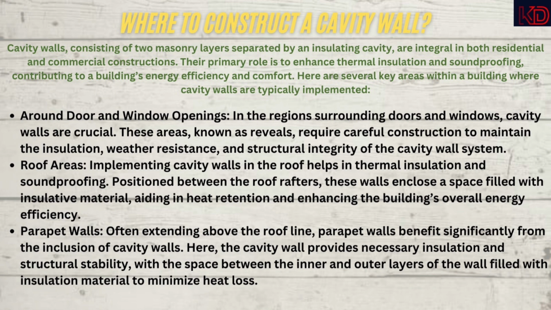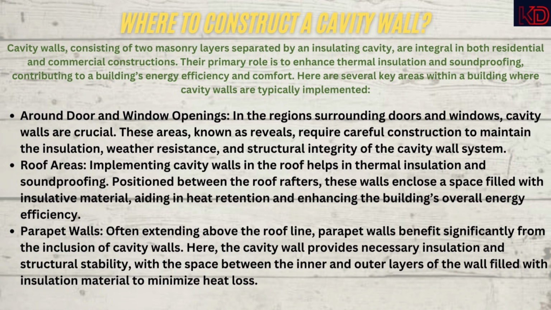Here are the several key areas within a building where cavity walls can typically be implemented. Around door and window openings, basically, because whether you keep the doors open or closed, they provide a barrier, or we can say they are provided for ventilation purposes, but at the same moment noises can come inside your house from the glass. So to restrict them, in the region surrounding doors and windows, cavity walls are crucial.